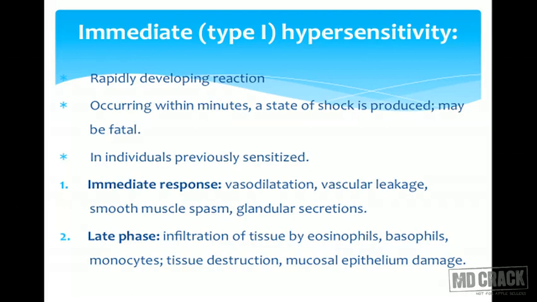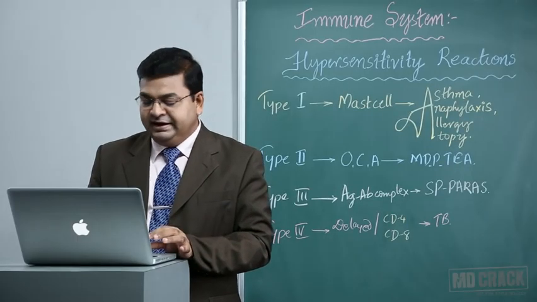So there are two phases of type 1 hypersensitivity reaction. The first phase is the immediate response, which is manifested by massive vasodilatation, vascular leakage, hypovolemic type of shock, smooth muscle contraction and spasm, and bronchospasm. The patient will experience severe difficulty in respiration, and there will be a huge amount of glandular secretions that will block the airways. The late phase reaction is mainly due to inflammatory cell infiltrate like eosinophils, basophils, and monocytes that cause massive tissue destruction, and also cause mucosal epithelial damage.